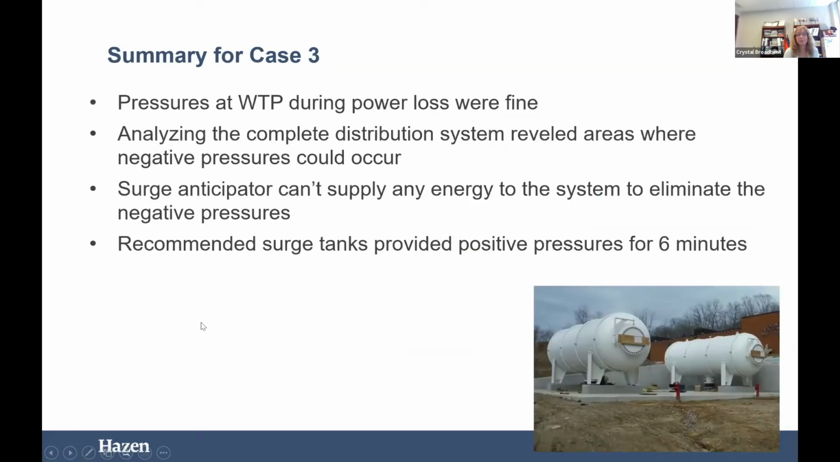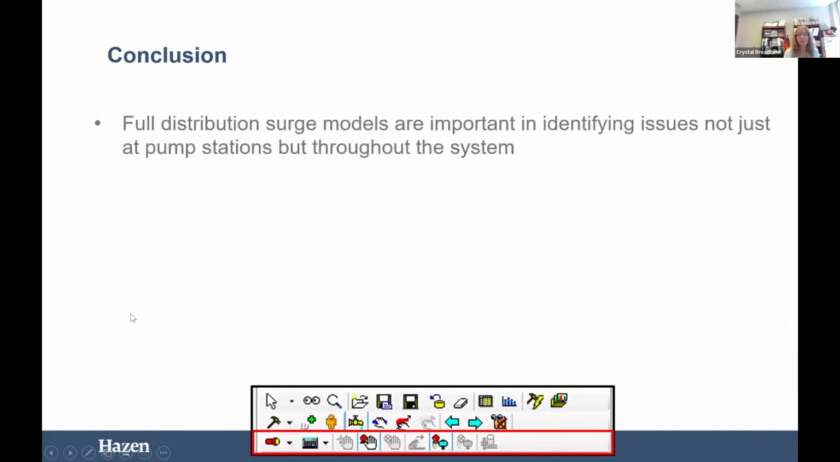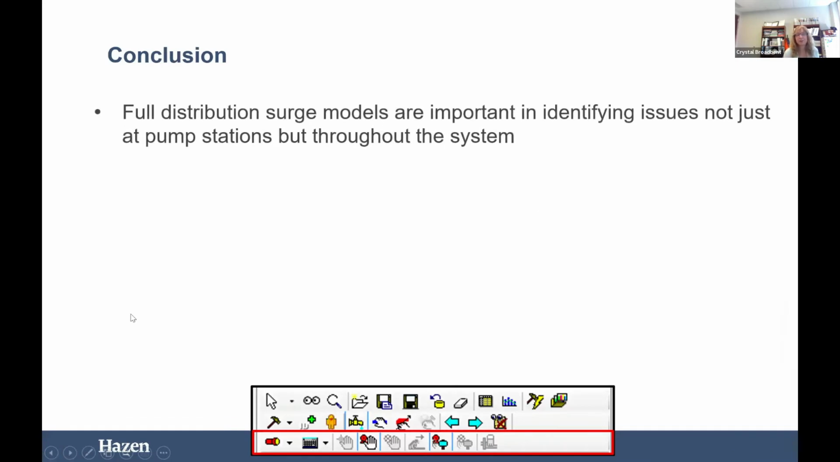So for this, pressure at the treatment plant, losses were fine. However, the complete distribution system revealed that there were negative pressures elsewhere. The surge anticipator cannot provide energy, so it does not eliminate the negative pressures out in the system. And the surge tanks do provide that positive pressure for about 6 minutes, which is what we sized them for. So in conclusion, full distribution system models are important because they identify issues not just at the station you're looking at, but issues throughout the system.